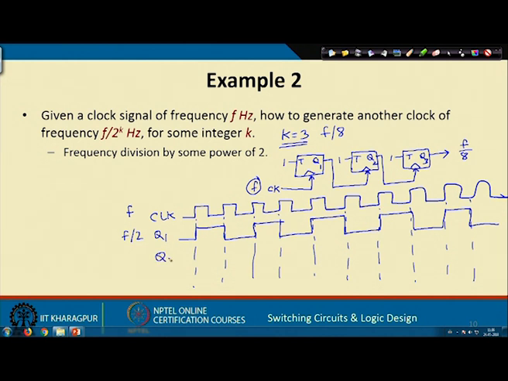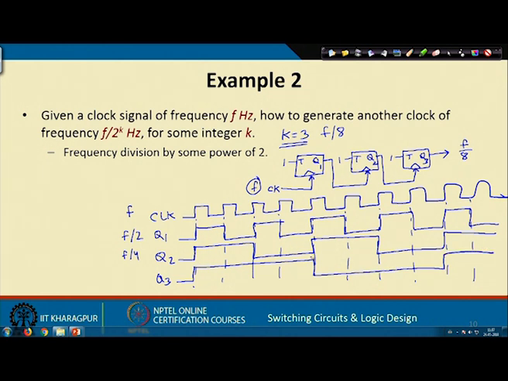Now, think of Q2. For Q2 the clock input is Q1. The same thing will happen, but with respect to the active edge of Q1. If Q2 was also 0, the first toggling will be here, next here, and so on. You see, for every 2 pulses of Q1, 1 pulse of Q2 is generated, so the frequency here will be f by 4. For Q3, Q2 is fed as the clock of the last one. Similarly, if this is also 0 initially, there will be a toggling at each active edge of Q2. So, for 2 pulses of Q2, 1 pulse of Q3 is generated, and this will be f by 8.